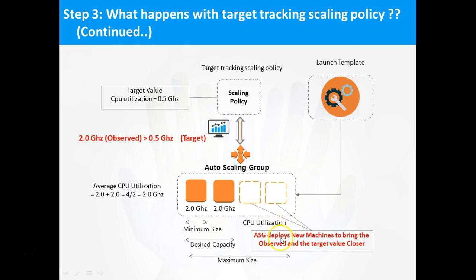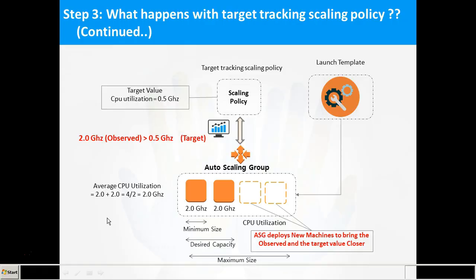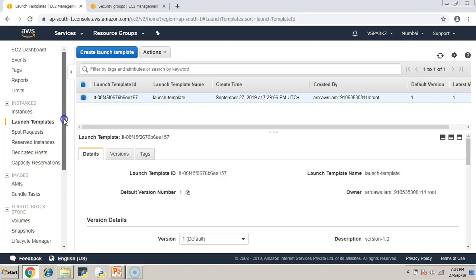So now what will happen? The auto-scaling group deploys new machines to bring the observed value and the target value closer. When I say closer, it means the auto-scaling group will create new machines to reduce the load on the older machines. Let us create the auto-scaling group.